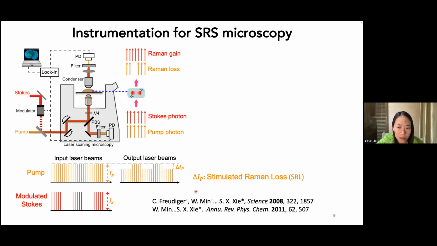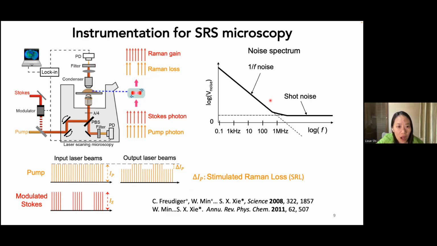Because this delta IP is detected on top of a very strong pump laser intensity, a high modulation transfer scheme up to megahertz modulation is used to get rid of the low frequency laser noise, achieving shot-noise limited detection sensitivity. Currently the reported detection limit of SRS for the CH bond is about 15 millimolar, and for alkynes, the carbon-carbon triple bond, around 200 micromolar. This sensitivity is already very good, but still not enough to detect some low abundance biomolecules.